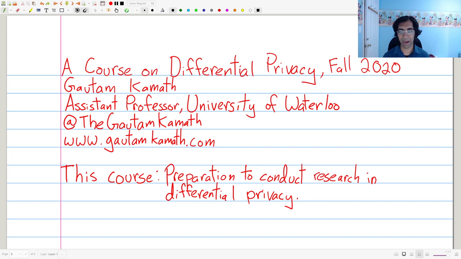This might be more than what you really need when it comes to differential privacy, but it should prepare you to do anything else. For example, if you just want to apply differential privacy, if you understand what's in this class, then you'll be able to do that. The point is that this should be a resource that people can use and learn from.